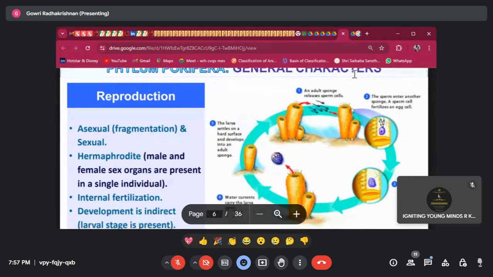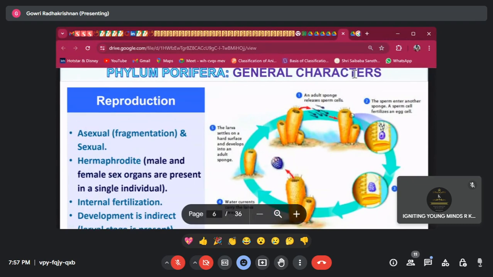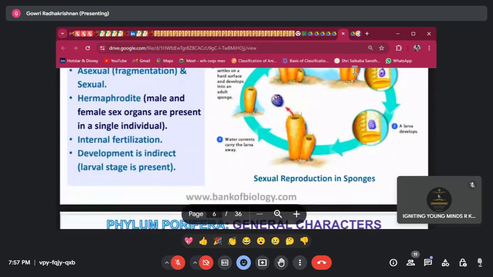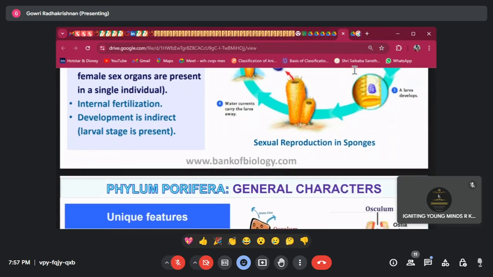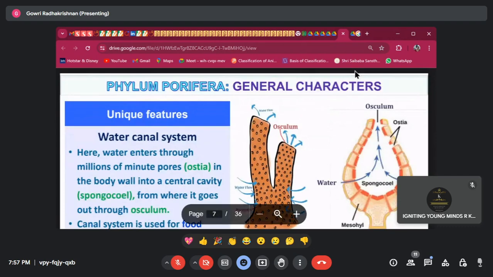Reproduction is asexual by fragmentation and sexual. Hermaphrodite. Hermaphrodite is what? Both male and female sex organs are present in the same individual, same organism. The fertilization is internal, development is indirect, that is larval stage is present. Life cycle is there.